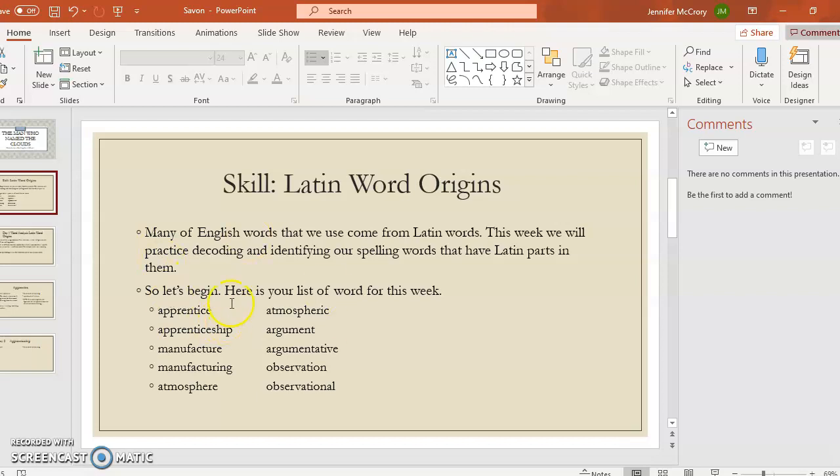So let's take a look at this list. Apprentice, apprenticeship, manufacture, manufacturing, atmosphere, atmospheric, argument, argumentative, observation, and last but not least, observational. Very good, very good. I'm so proud of you.